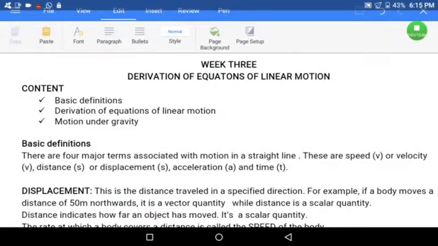Welcome to today's class. Today we shall be discussing how to derive the equations of linear motion. And under this topic, we'll be talking about definition of some terms. We'll be deriving the equations, of course, and we'll be talking about motion under gravity. Now, we'll say linear motion.